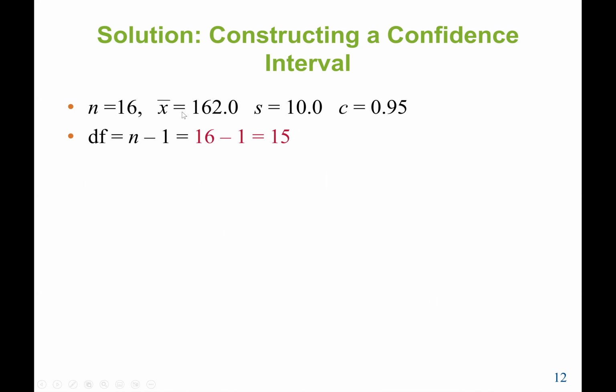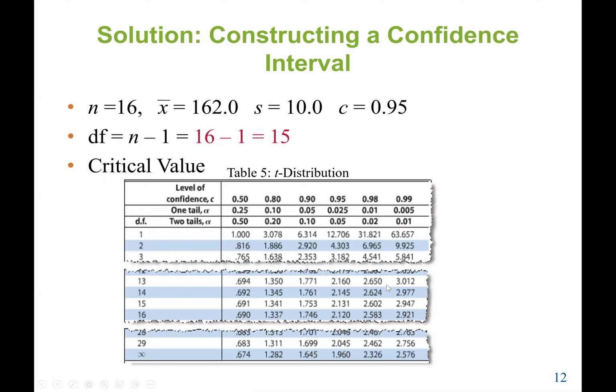We know n is 16. X bar is given to us to be 162. The standard deviation for the sample is 10. And the confidence level is 0.95. First we find the degree of freedom, which is 15. If we know the degree of freedom is 15 and the confidence level is 0.95, then we can find the TC, or the critical value. So the critical value will be on the 15 row and 0.95, somewhere around 2.131. Let's see if that's what we got: 2.131. So now we know the TC.